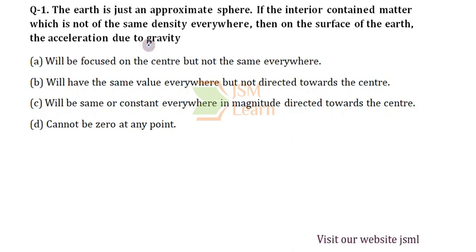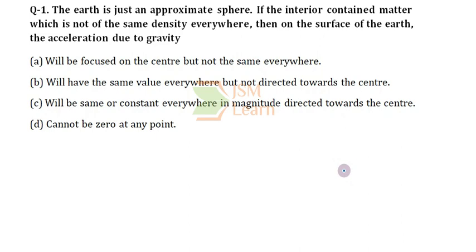They are asking us to assume the Earth as a sphere of non-uniform density, which is a sphere with a density that is not uniform. And then, on the surface of the Earth, they are asking us to find the magnitude and direction of the acceleration due to gravity on the surface of the Earth.